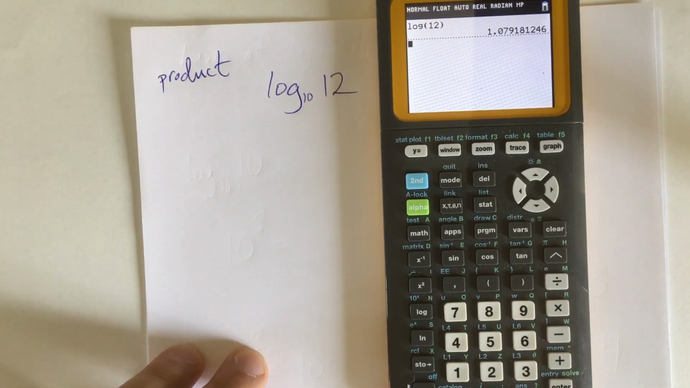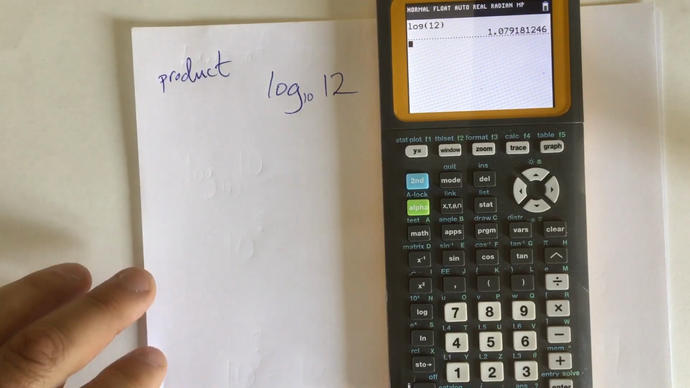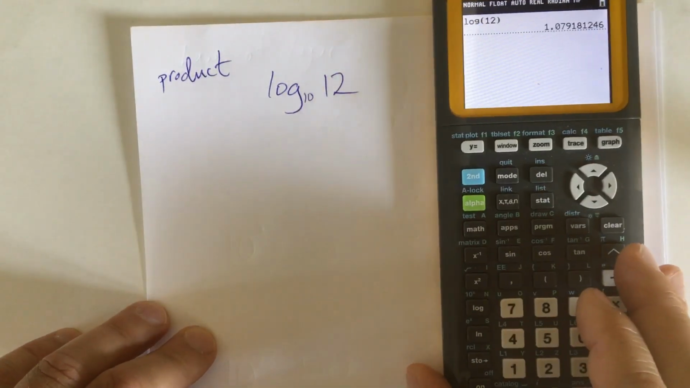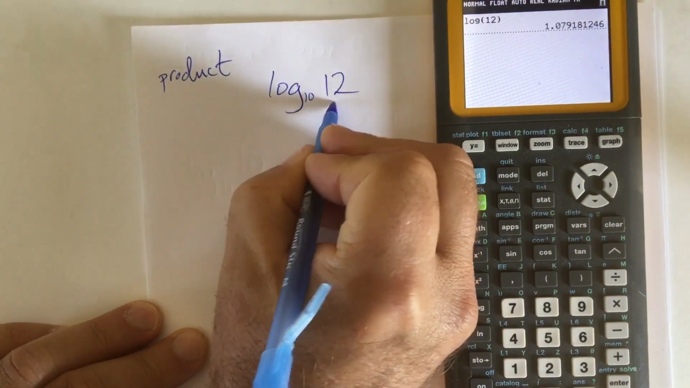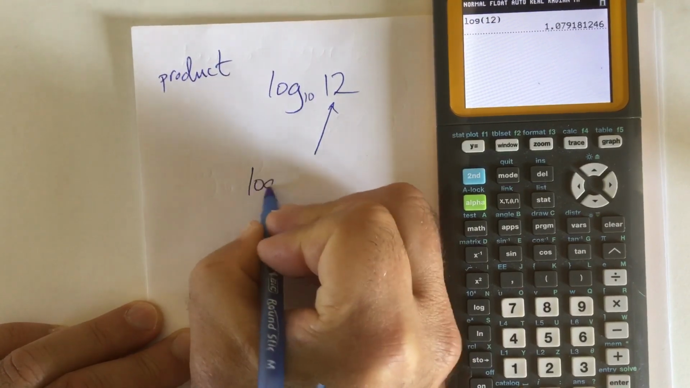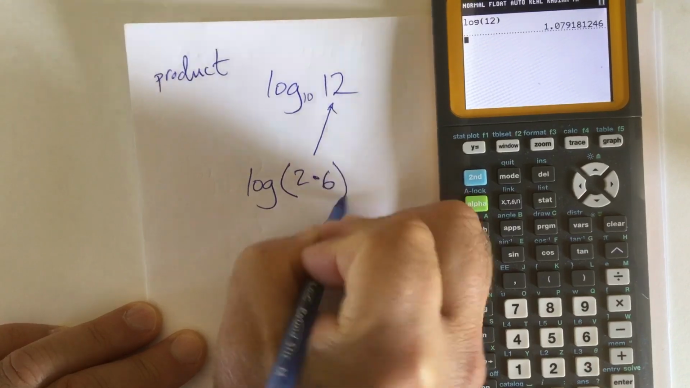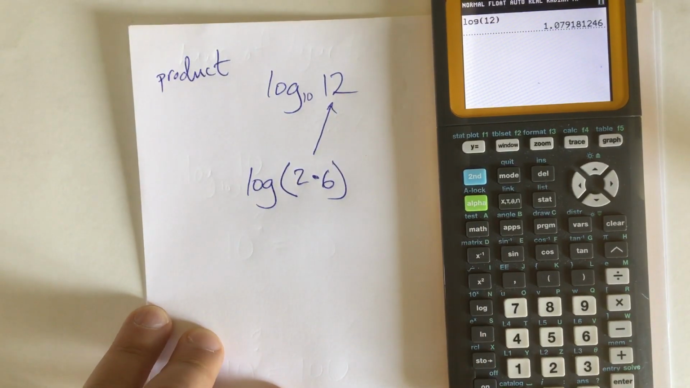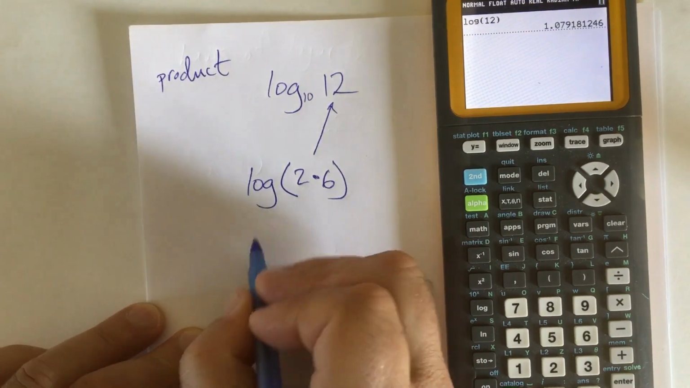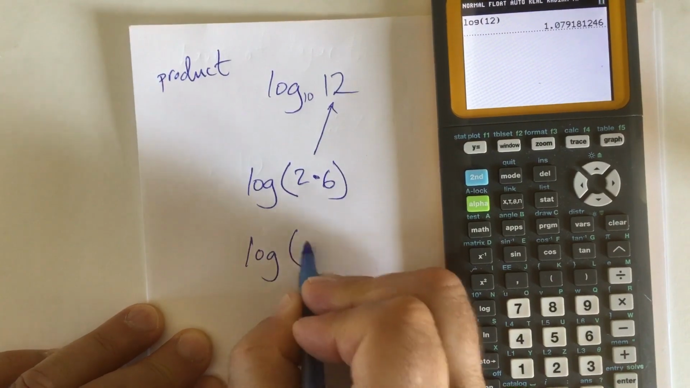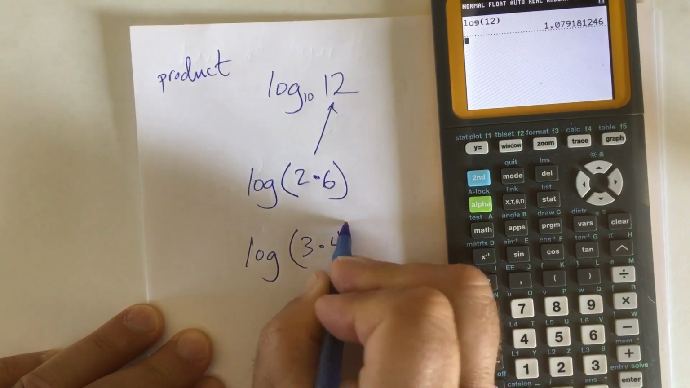It's okay. But here's what the product rule says. The product rule says if you want, you could express this any way you want. I'm not going to write the base of 10, but do you agree with me that 12 is the same as 2 times 6? Do you agree with me that 12 is the same as 3 times 4?